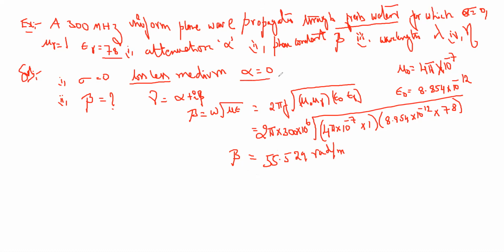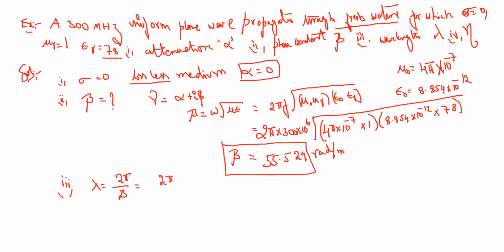It is a lossless medium, alpha is equal to 0. That's the first one, and beta is equal to 55.529. And the third one, they're asking to find the wavelength lambda. We know the formula of lambda is equal to 2 pi by beta. So 2 pi by 55.529, which is equal to, I'm writing the value directly, 11.31 meters, because wavelength is a length in terms of meters.